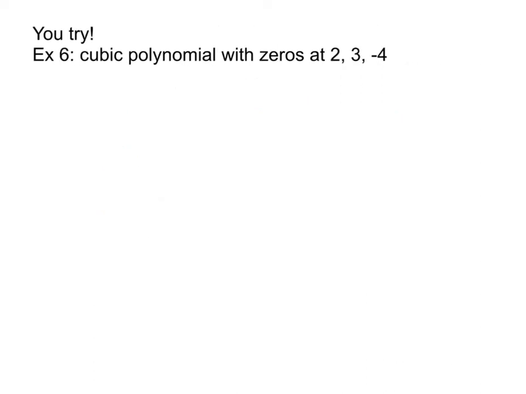Press pause, and I want you guys to practice writing a cubic polynomial that has zeros at 2, 3, and negative 4. So if it's telling you that there's a 0 at 2, that means x equals 2. If there's a 0 at 3, it means x equals 3. And if there's a 0 at negative 4, it means x equals negative 4. To move positive 2 to the other side, we have to subtract it, so we get x minus 2 equals 0. To move positive 3 to the other side, we have to subtract it, so we get x minus 3 equals 0. And to move negative 4 to the other side, we have to add it, so we get x plus 4 equals 0.